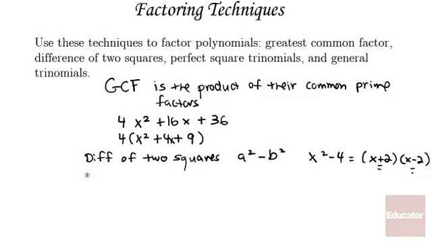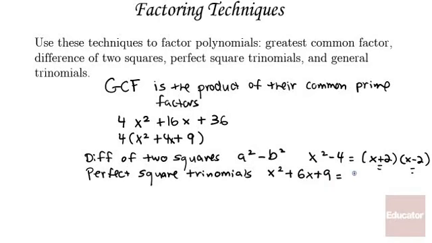Perfect square trinomials would be the result of squaring a binomial. For example, if you have x squared plus 6x plus 9, this is actually equal to x plus 3 squared. So if you take a binomial and square it, you'll get a perfect square trinomial. Take a binomial, multiply it times itself, that's what a perfect square trinomial is. Recognizing that makes for easy factoring.